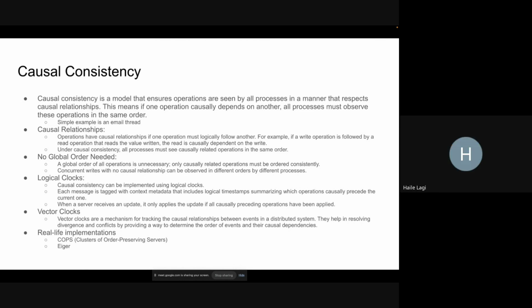Okay. So I think your intuition about vector clocks and logical clocks is pretty much right there.